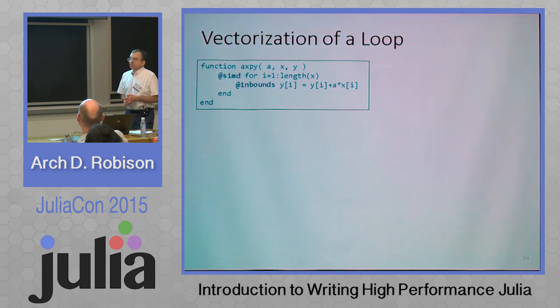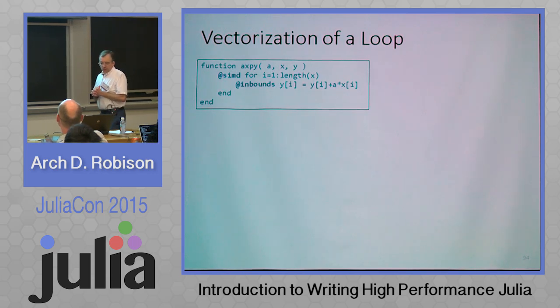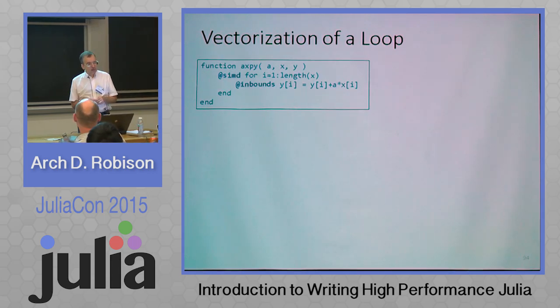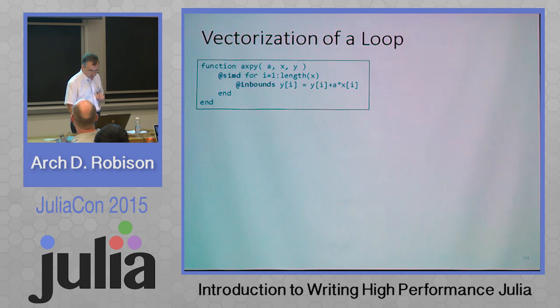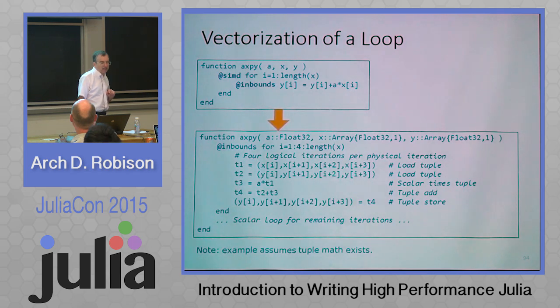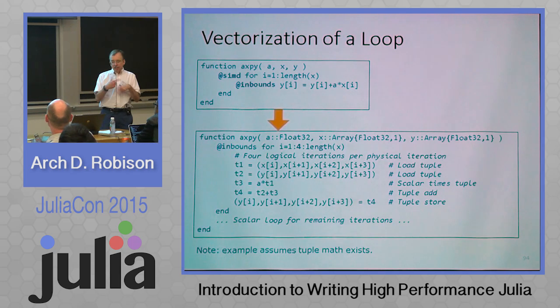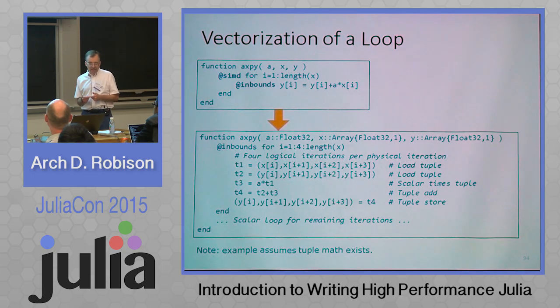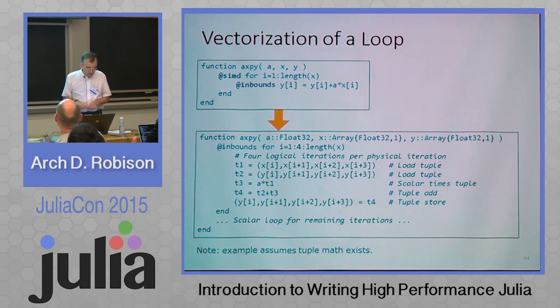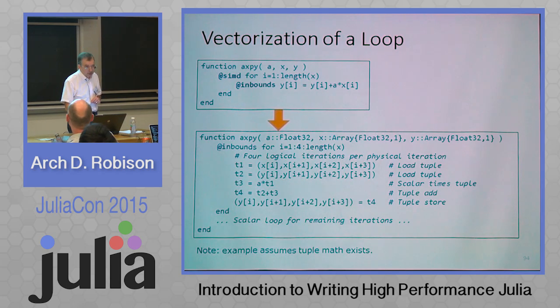So here's a simple loop. To vectorize it in Julia, either the compiler automatically vectorizes it, or you have to tell the compiler to vectorize it. When you tell the compiler to vectorize it, you're making a bunch of promises, and I'll go through what you're promising. You also have to use inbounds, for a reason to be explained. Then the compiler takes that code and transforms it to a form that, for a four-wide SIMD unit, is as if it was written this way. And it's a bunch of tuple math.